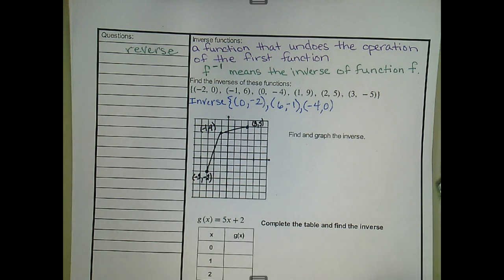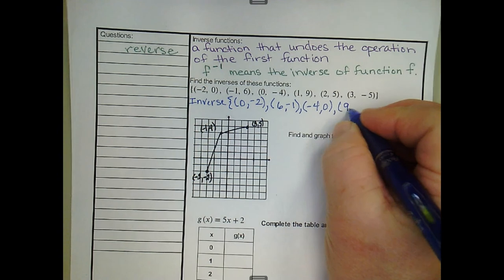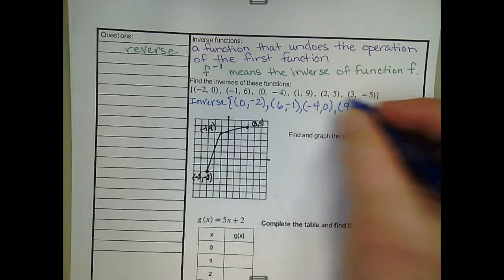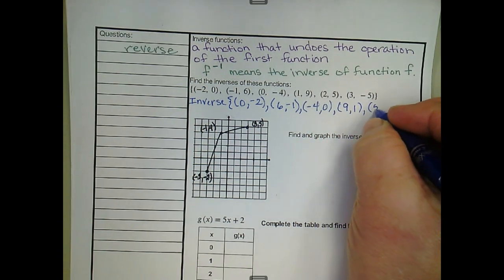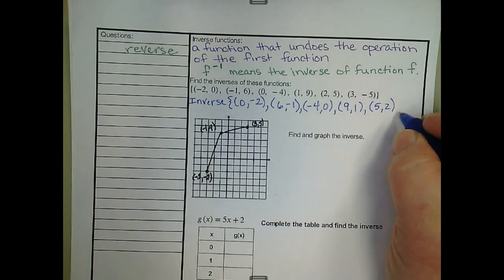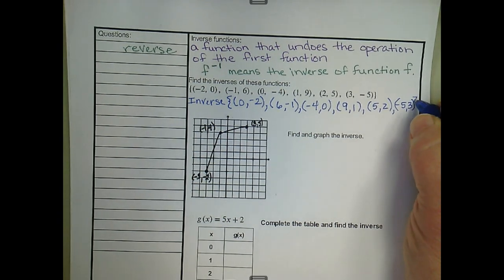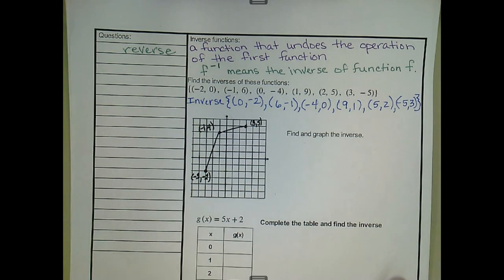I hope you tried. Okay, 1, 9 becomes 9, 1. 2, 5 becomes 5, 2. 3, negative 5 becomes negative 5, 3. And that is the inverse. So if it's a set of points, switch your x and y around and you are done.